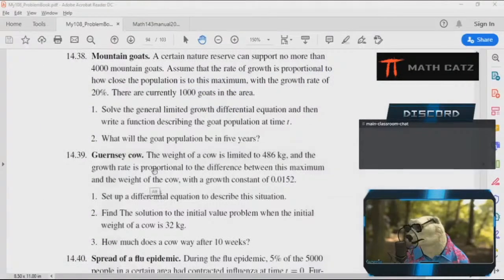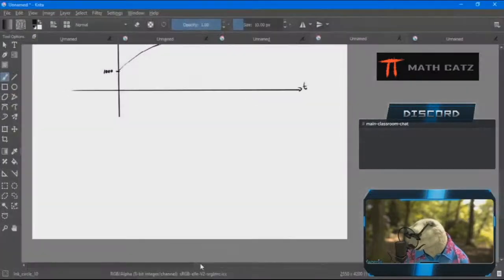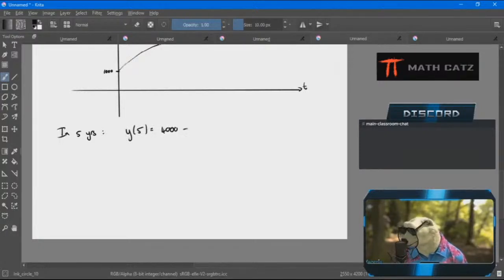So we can answer some questions, I suppose. Solve the general limited growth differential equation. We did that. Write the function. We did that. What will the goat population be in 5 years? That's easy enough to answer. In 5 years, we simply use our function with 5 as the time variable value.